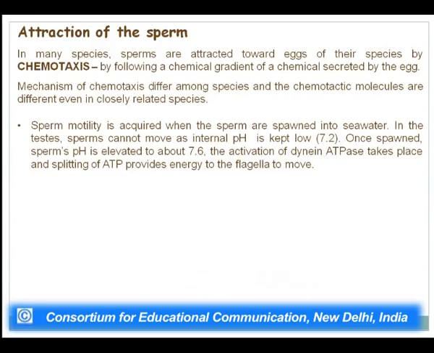Once the sperm are spawned, the sperm's pH is elevated to about 7.6. That causes the activation of the dynein ATPase and splitting of ATP, which provides the energy for the flagellar movement to take place. The dynein ATPase is present in the tail of the sperm, so it becomes activated when the pH is elevated. Therefore, the sperm only become motile when they are spawned into the sea water.